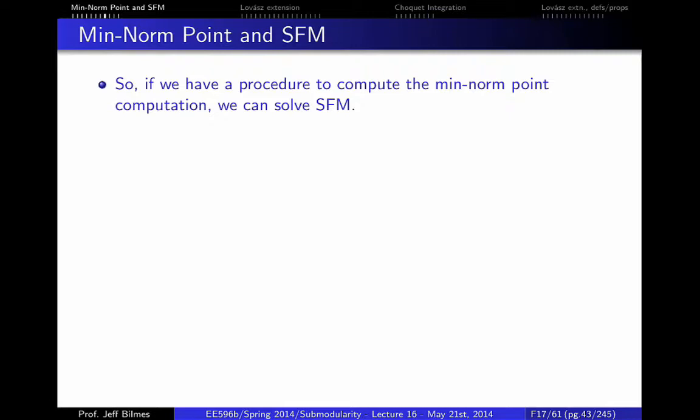But just historically speaking, this minimum norm point procedure was originally seen first, I think, by Fujishige, who first realized this and came up with the proof. The proof that we just did is actually an enormously simplified version of the proof that's in Fujishige's book. But this proof is complete.